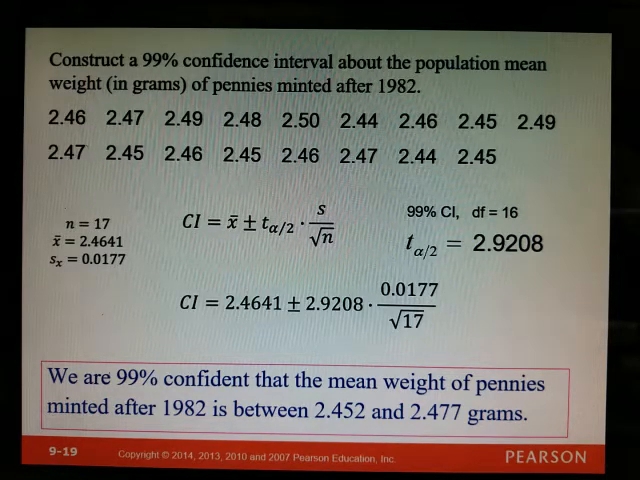So we are 99% confident that the mean weight of the pennies minted after 1982 is somewhere between 2.452 and 2.477 grams.